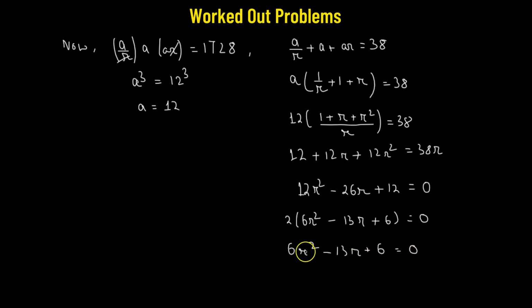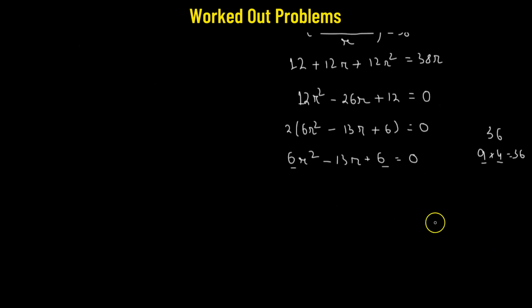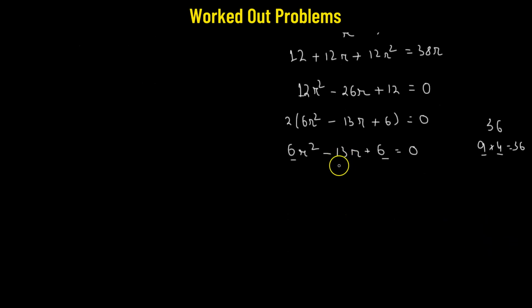Now 6 times 6, so this 6 multiplied by this 6, that's 36, and the other factors will be 9 and 4, which means we can say that 9 times 4 is equal to 36. There's a reason why I've considered 9 and 4, because 9 plus 4, that's 13, which can be used to split the middle term. So we are going to get 6r squared minus 9r minus 4r plus 6 equals 0.